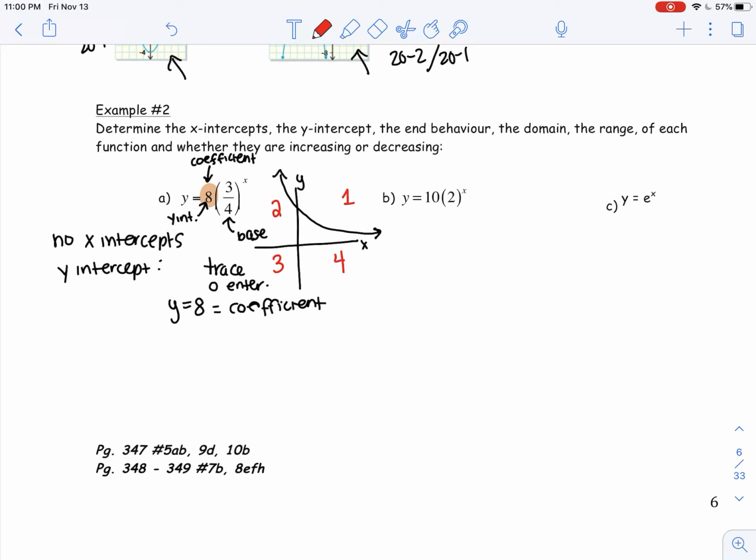So what we want to do is we always want to look at the graph from left to right and say what quadrant do we start in and what quadrant do we end in. If you guys look, the end starts in quadrant number 2 because you're on the left side. The right end ends in quadrant number 1. So that's our end behavior.